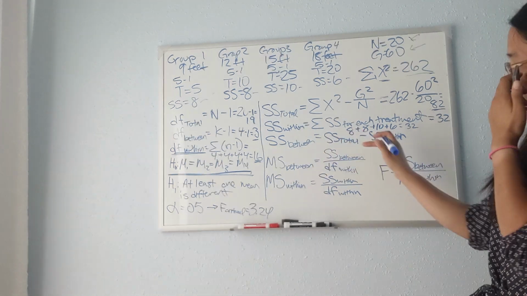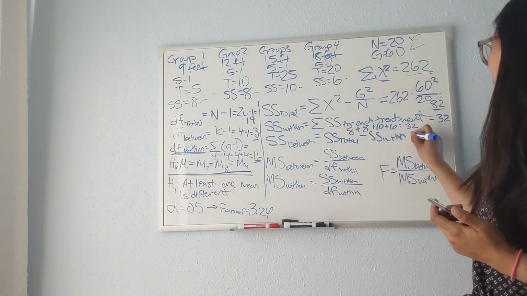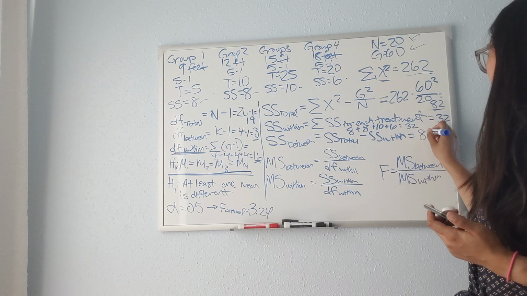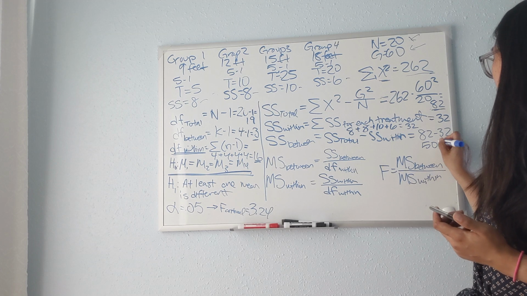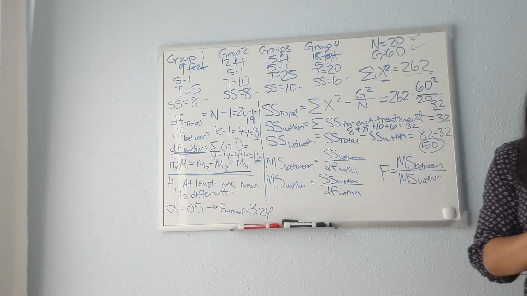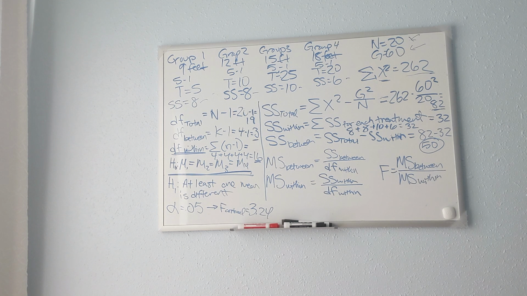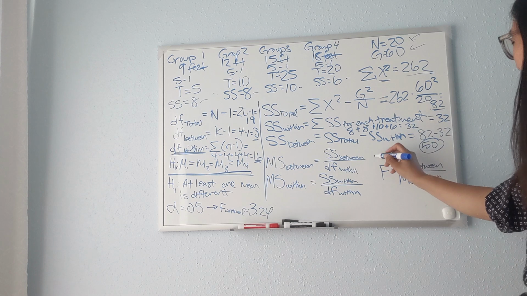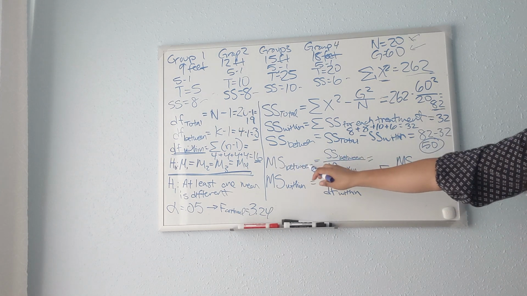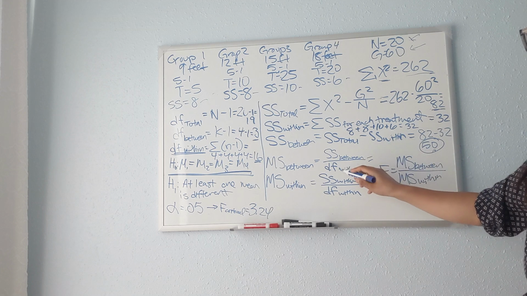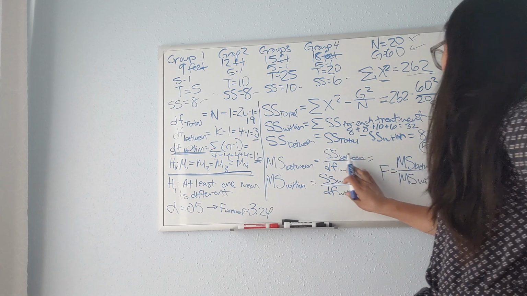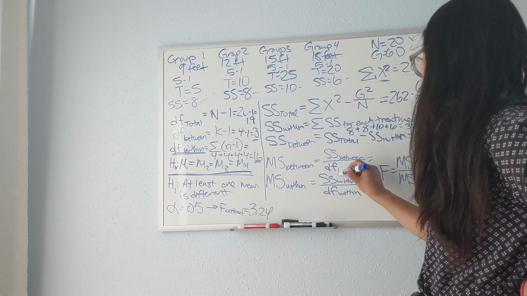And then to get between, you do sum of squares total minus what's within. So the total is 82 minus 32, which is 50. Is that right? I'm so bad at mental math. Okay, that's right. So then we need to calculate the mean squares between. So here's the between, and we divide that over, this was wrong. Wow, okay.